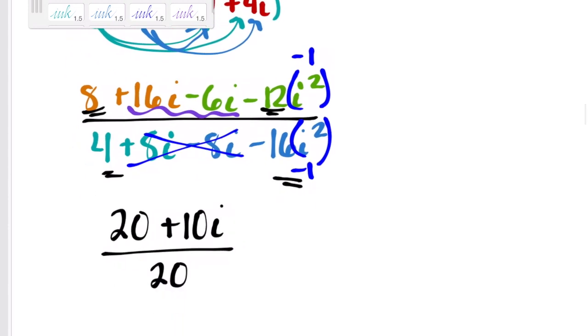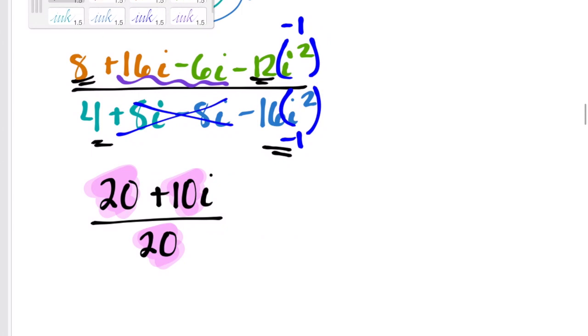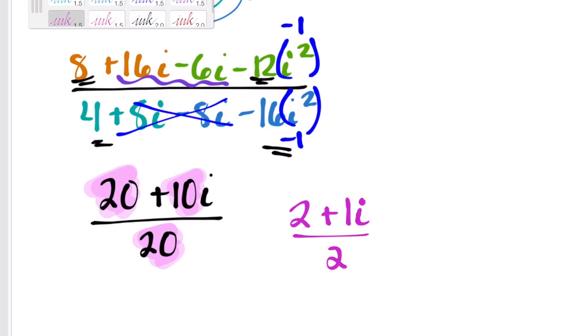Now that I have everything simplified top and bottom, I can look and see if we have anything in common. And 20, 10, and 20, I can take a 10 out of everything, which will reduce it all to 2 plus 1i, or you can just put i, all over 2.